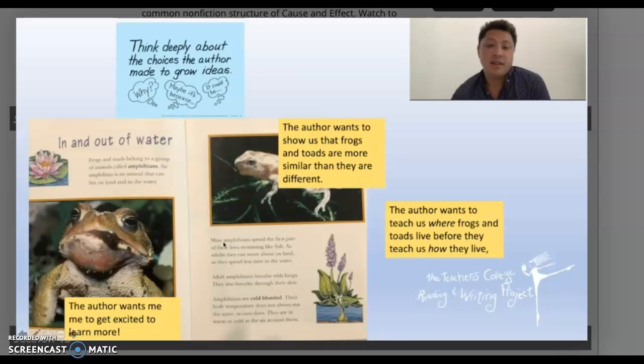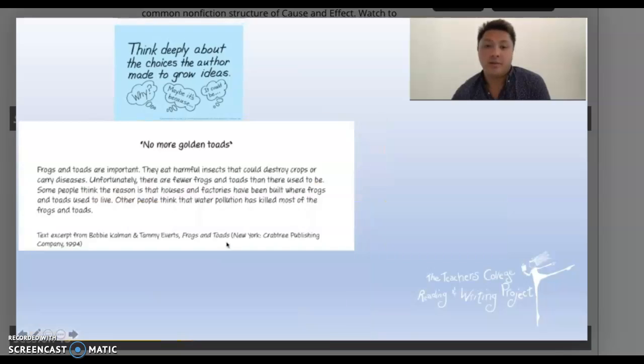So I'm going to keep looking at a section that you already know from the last session from Frogs and Toads the other day. Can you be asking yourself, not just what is this about, but why did the author choose to write it in this way? Frogs and toads are important.